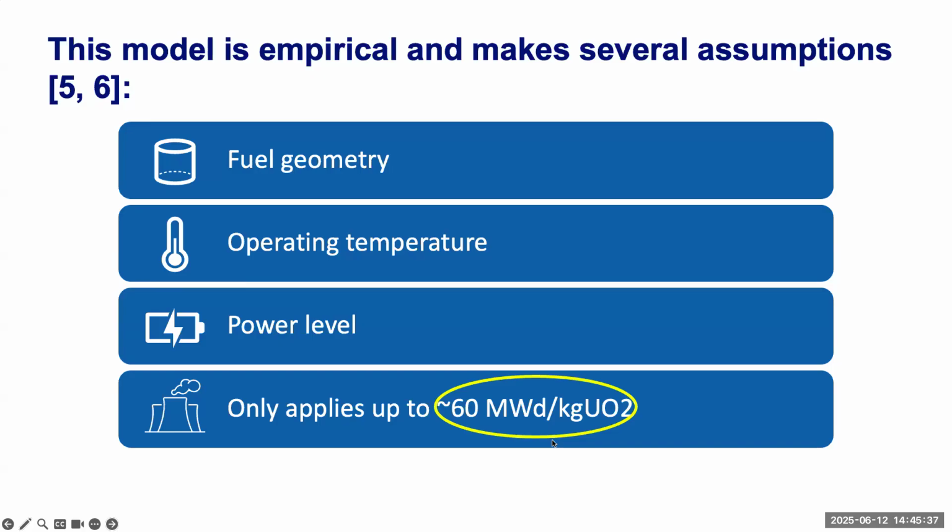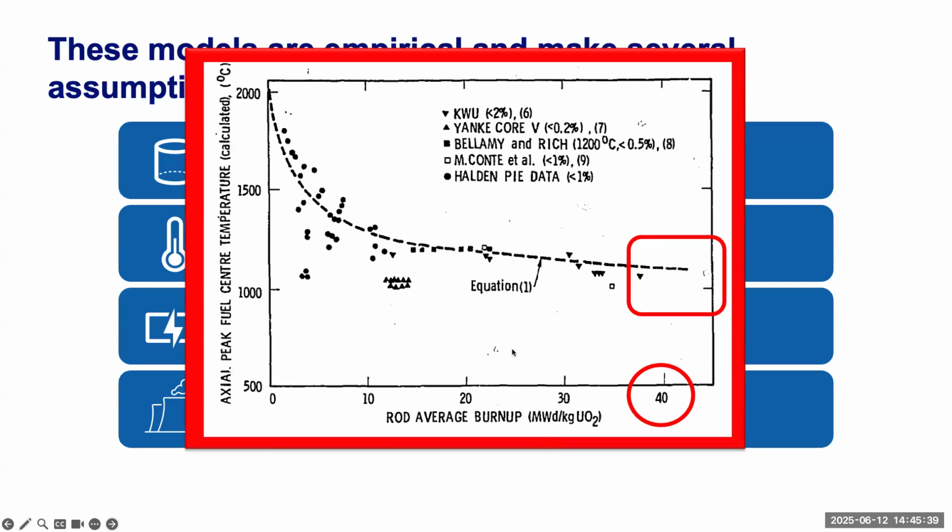Now, I want to point out, for those of you that may or may not have noticed, that this curve only goes to roughly 45 megawatt days per kilogram of UO2. A few years after this was published, this curve was validated all the way up to 60 megawatt days per kilogram of UO2 for different experiments on UO2. So it was confirmed that 60 megawatt days per kilogram is effective, but it was never validated beyond that.